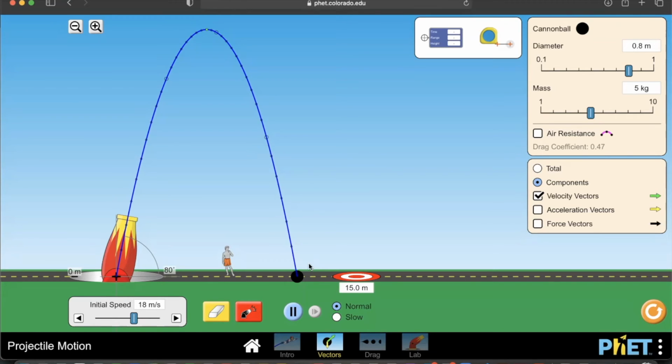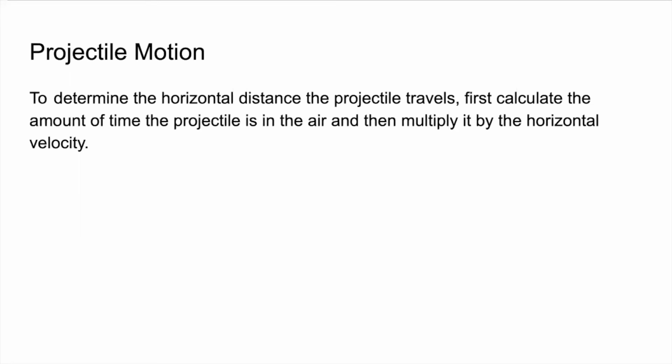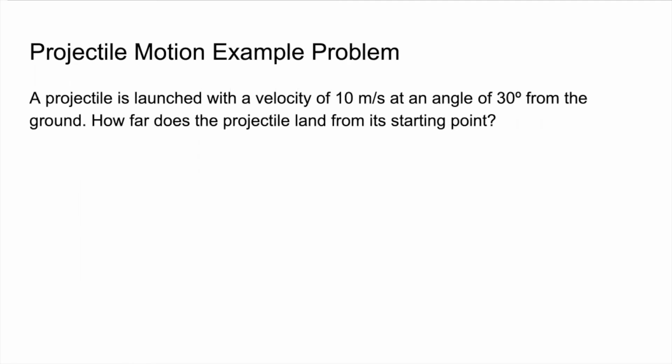So this is a very important part of projectile motion, and now that we know it, we can dive into some practice problems. Most projectile motion problems will ask you to determine the horizontal distance the projectile travels. To calculate that, first you calculate the amount of time the projectile is in the air, and then multiply it by the horizontal velocity. So here's an example problem.